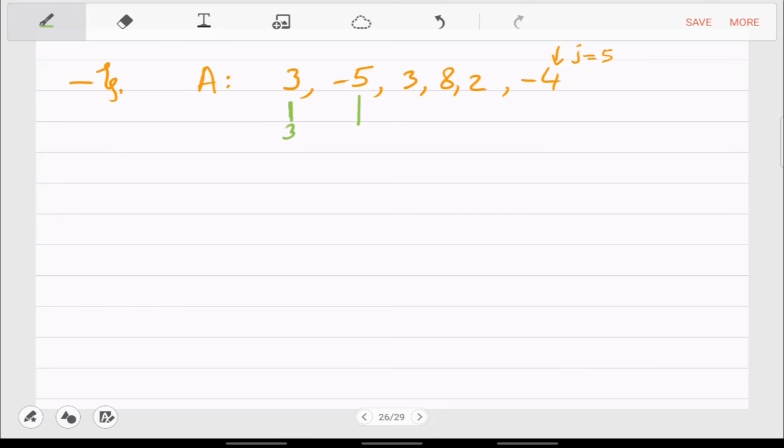S of 1 cannot be 3, no, because your subarray has to end at A1. So minus 5 has to be used. Yeah, so if you have to use minus 5, then either you just use minus 5, or it will be better to actually sum it up with the positive one. So it will be minus 5 plus 3, so that's the bigger value. So this value is actually minus 2.